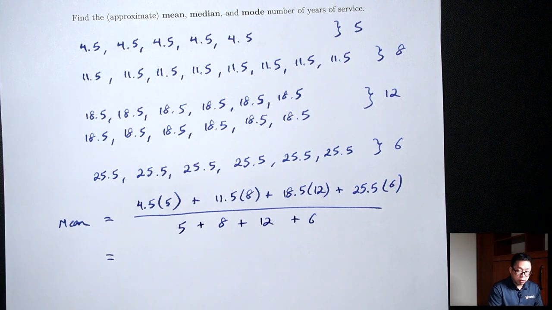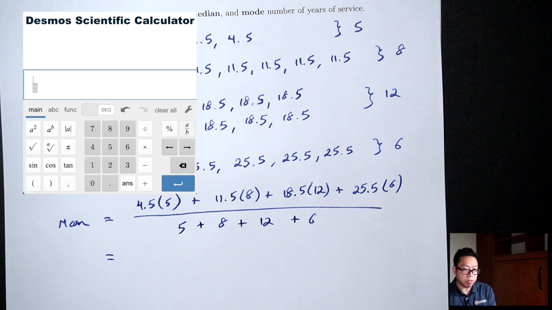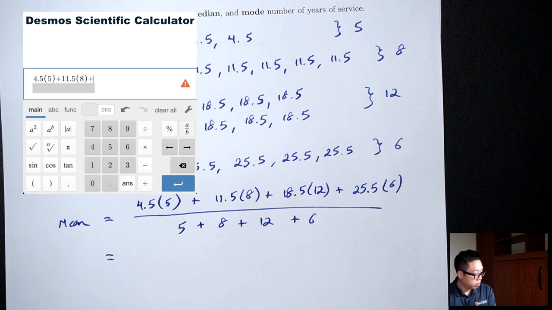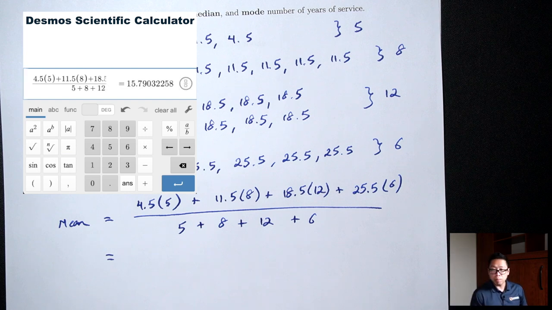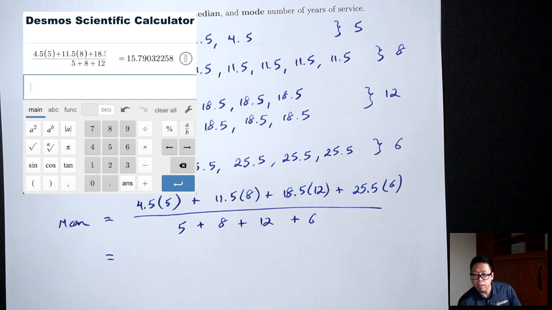And now let's go to a calculator and enter this. So enter it exactly like you see it. Up top, 4.5 times 5 plus 11.5 times 8 plus 18.5 times 12 plus 25.5 times 6. And the bottom, 5 plus 8 plus 12 plus 6. Round to three decimal places, I'm getting 15.790.